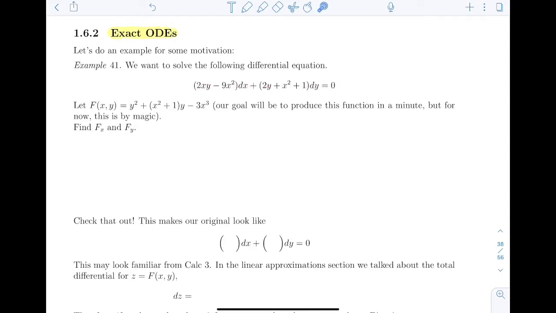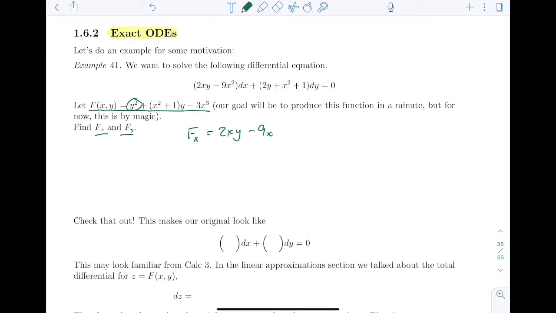Now let me start by giving us the answer, okay? Or at least part of it. Let's take the function f(x,y) = y^2 + (x^2 + 1)y - 3x^3. Now our goal by the end of this will be to actually produce this function, but for now, let's just assume that we have it. So I want to find fx and fy. The partial derivative of f with respect to x: the y squared goes away, the next one is just 2xy, and minus 9x^2.